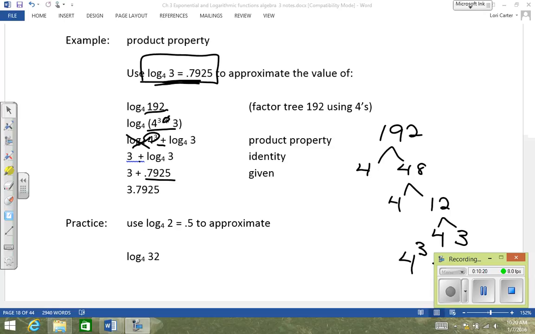I got the answer. I got the answer. You should get 2.5. How are we doing? Not good.